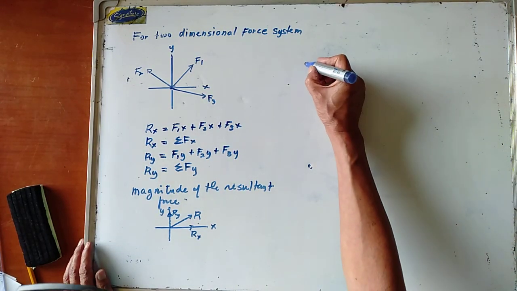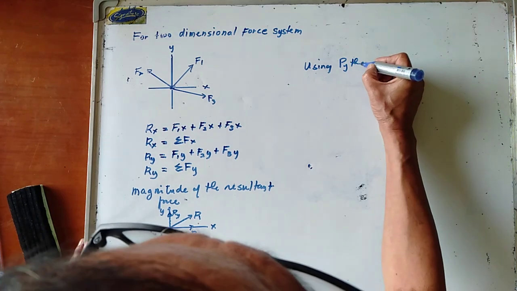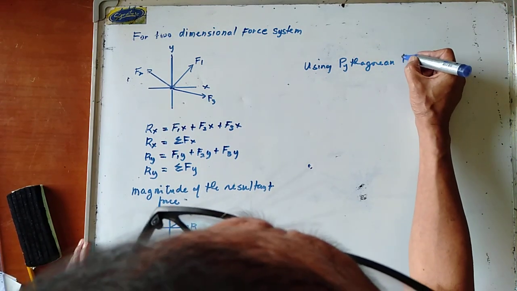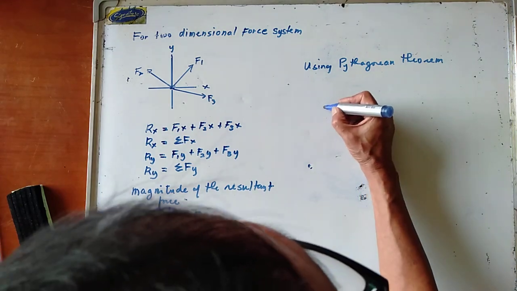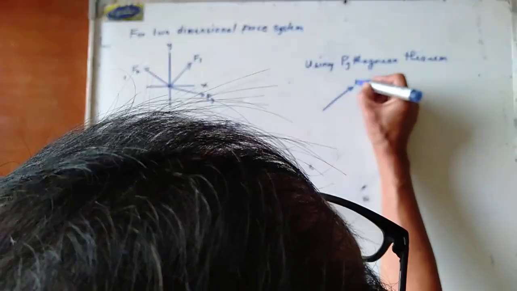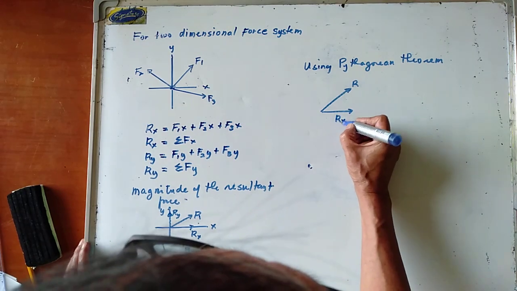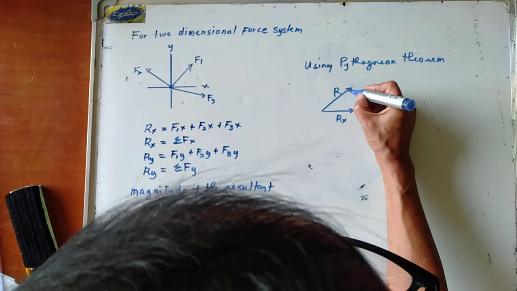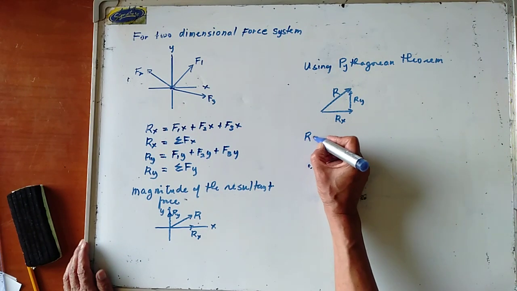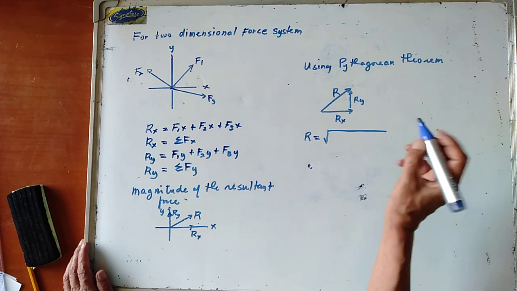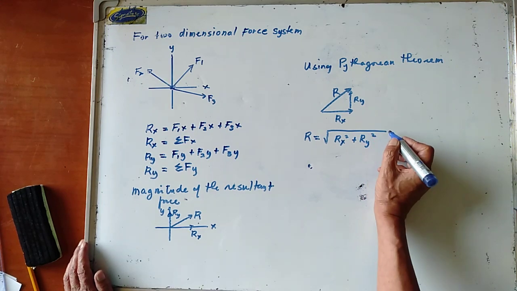So we now have, using your Pythagorean theorem, the resultant R. This is the component in the x-axis, so we have your Rx, and your Ry, so that the resultant force is equal to the square root of Rx squared plus Ry squared.